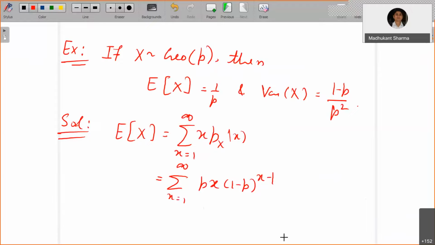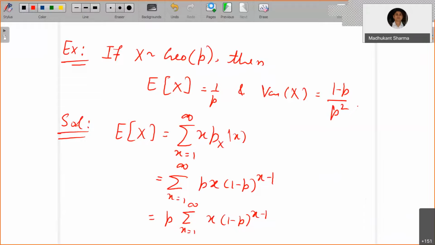Okay, right. So now this is how we are going to arrange this. It is going to be p times summation x equals 1 to infinity of x times (1 minus p) to the power x minus 1. So this is a combination of AP and GP series, right? x into (1 minus p) to the power x minus 1. So this is a series with a combination of AP and GP that you can look at.